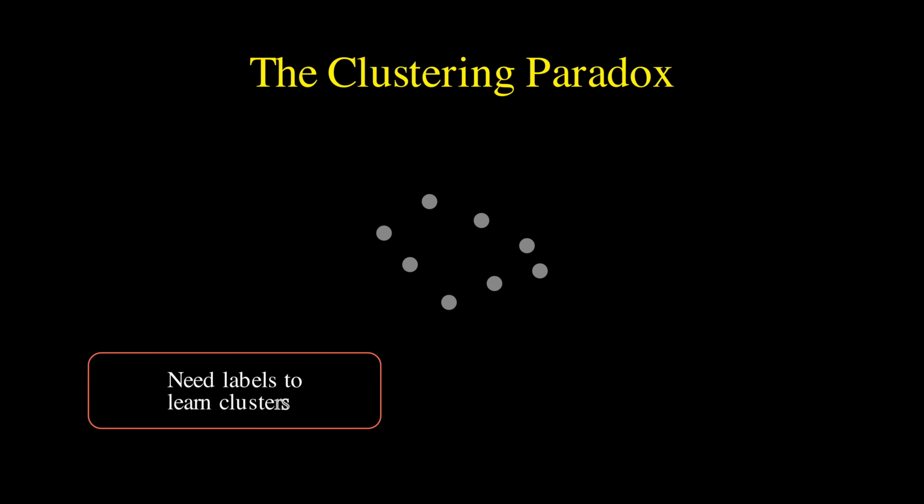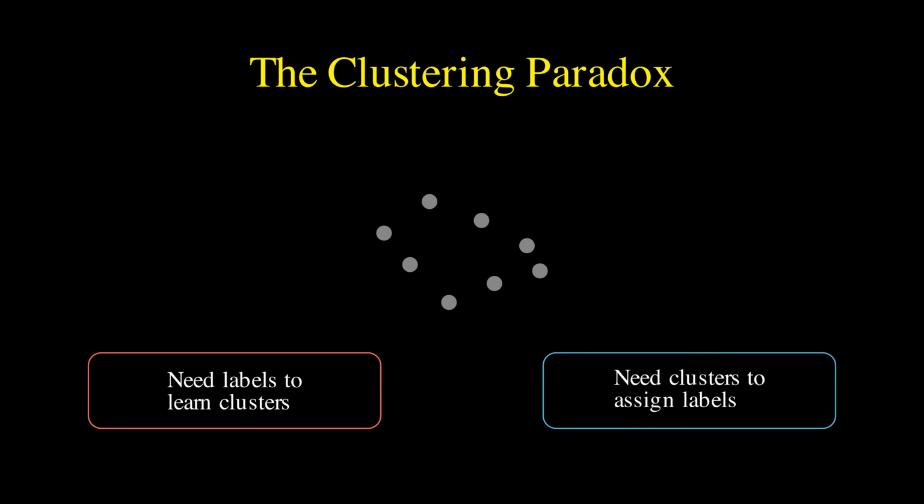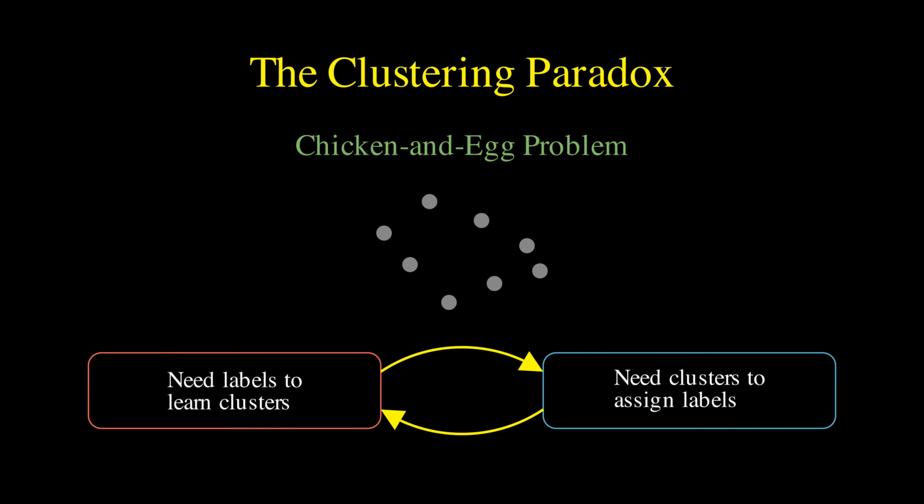Imagine you're trying to cluster data points, but there's a catch. You don't know which cluster each point belongs to. And without those labels, how can you learn the clusters? But without knowing the clusters, how can you assign labels? It's a chicken and egg problem that seems impossible to solve.